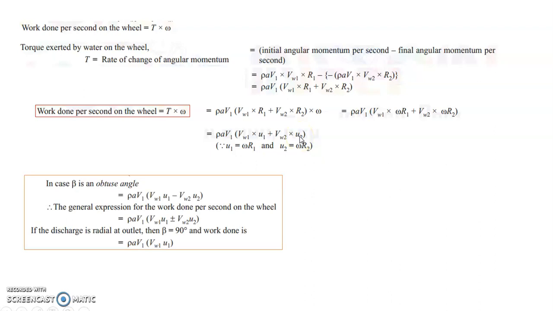So work done per second, in the general notation for a series of radial vanes, is rho into A into V1 into (VW1 U1 plus or minus VW2 U2). This plus or minus changes with the conditions. If beta is obtuse, it's minus VW2 U2. If beta is 90 degrees, you don't have a VW2 term, so the entire second term is 0, and work done per second is rho A V1 into VW1 into U1.